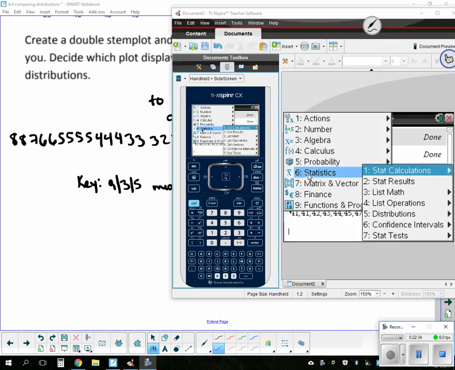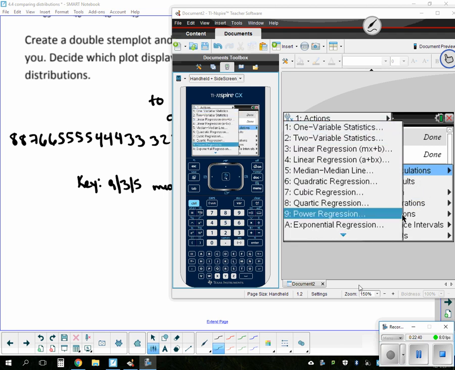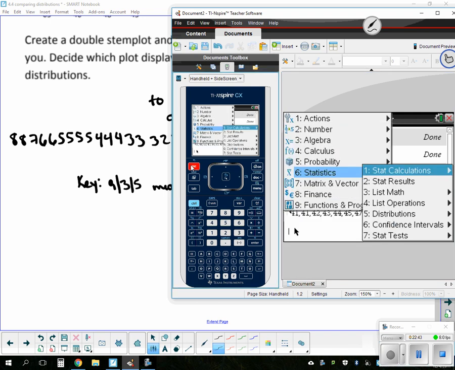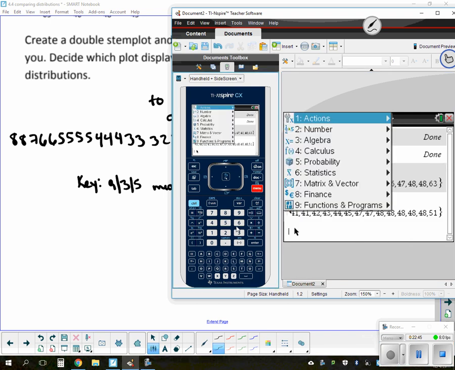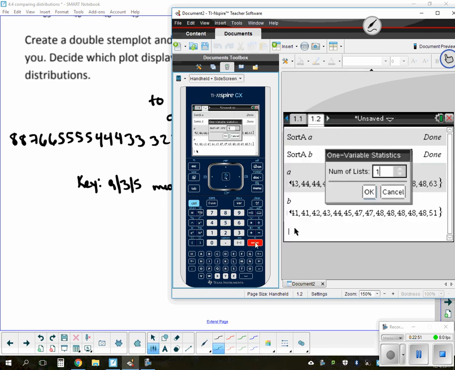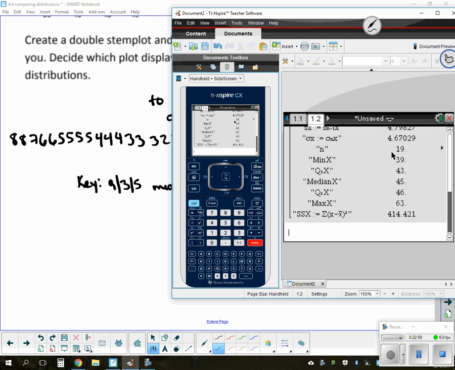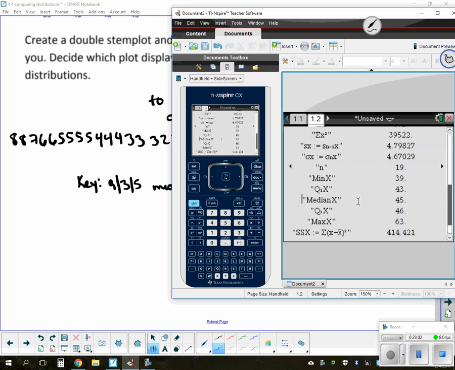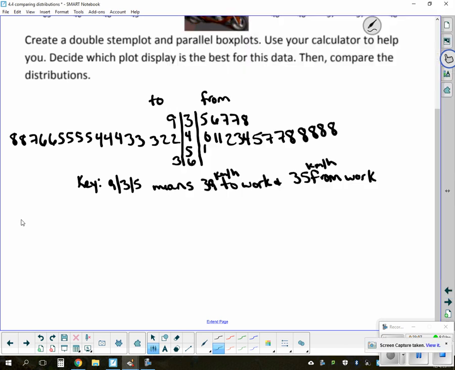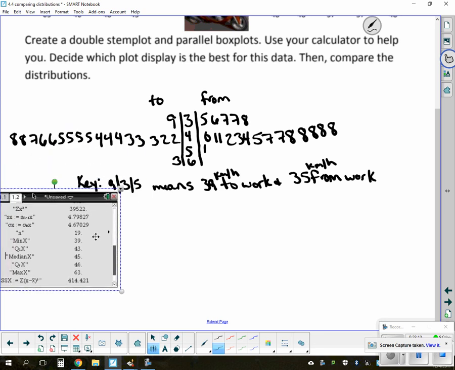Menu, Statistics, List Math, rewind. Let's start that over. I'm doing my 5-number summary. It's Menu, Statistics, Stat Calculations, and I still want one variable statistics. I'm going to do each one individually. So first for list A, there's my information. Okay, there's my 5-number summary. Okay, I'm just going to push this over here so I have it to use.